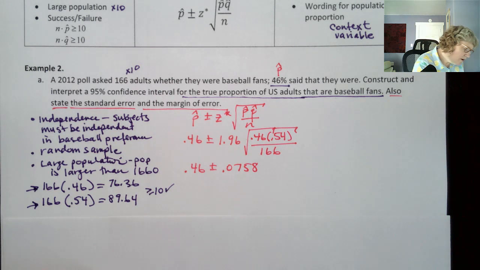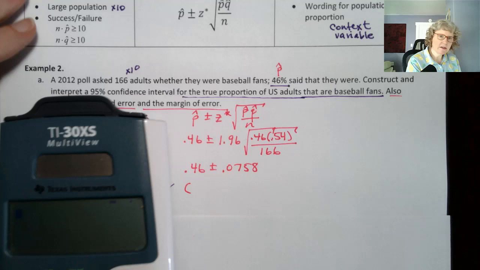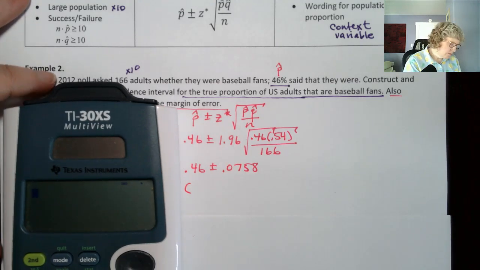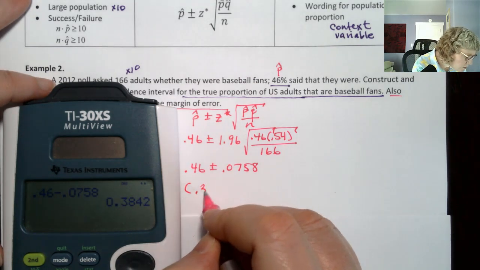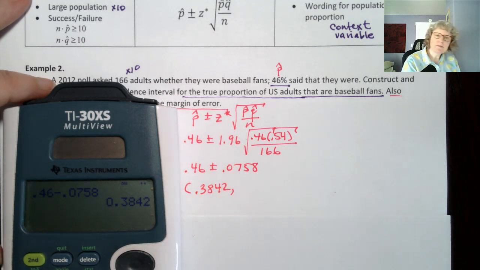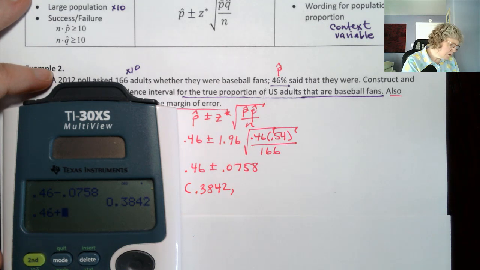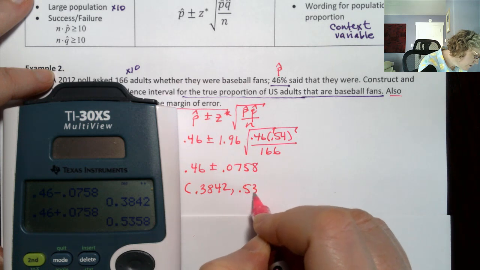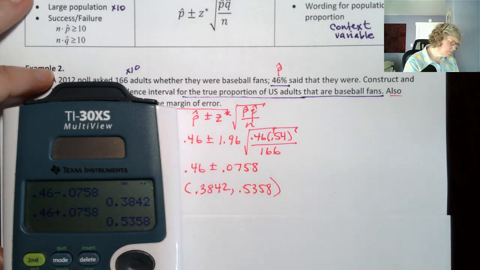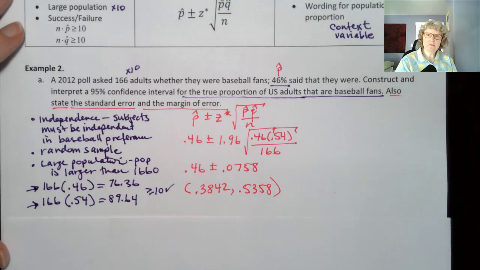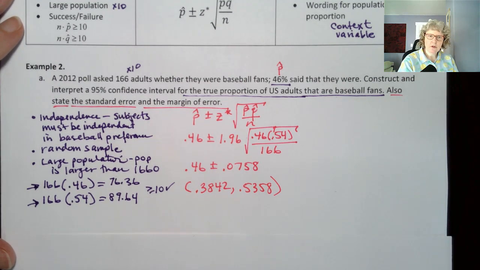Okay, so now I'm going to write my two numbers in my interval. I'm going to go ahead and subtract and add in the calculator. So 0.46 minus 0.0758 is 0.3842, comma, 0.46 plus 0.0758, 0.5358. So that's our confidence interval.